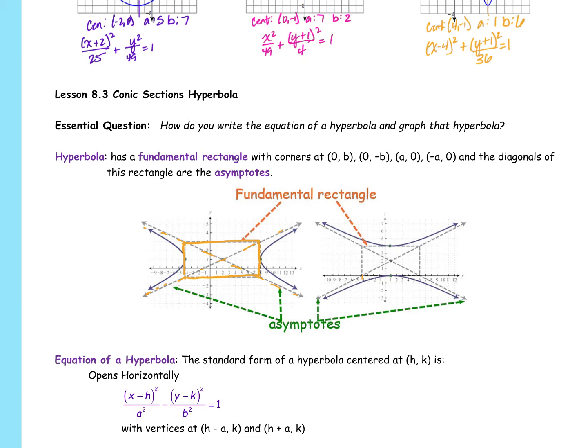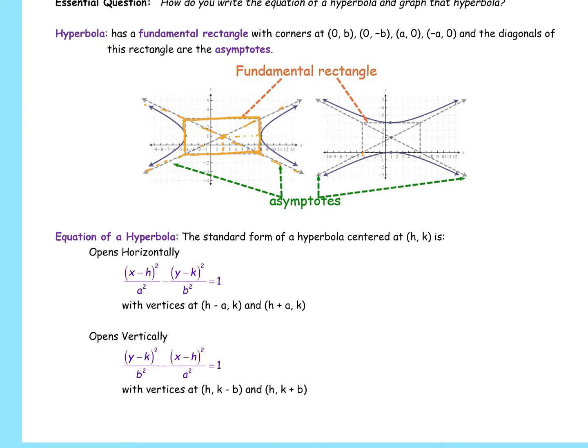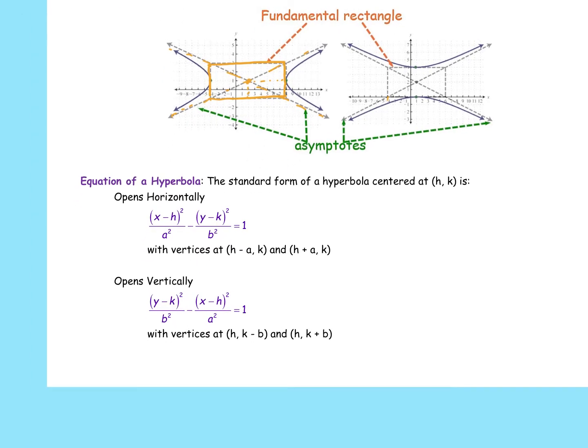Basically, to graph these, we're going to find the distance from the center, which is the center of those asymptotes. That's the center of my hyperbola. And then I still have my A, which is my distance horizontally, and B is my distance vertically. The difference is in the equation. I have two different equations: one that opens horizontally, and one that opens vertically.